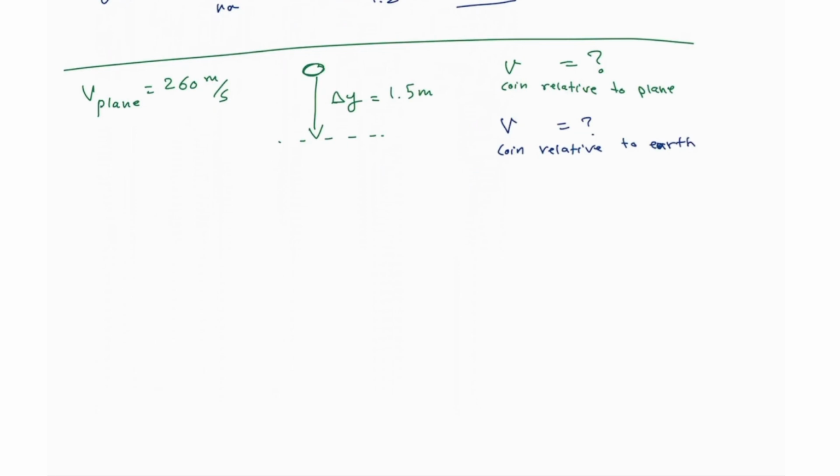Let's start with the velocity of the coin relative to the plane. To find the final velocity of the coin relative to the plane, first we need to know the initial velocity of the coin relative to the plane. The coin is dropped from rest. This means the initial vertical velocity of the coin relative to the plane is 0. Therefore, this is essentially a simple falling object problem. To find the final velocity, let's first draw the coordinate system, and then we use the following kinematic equations.